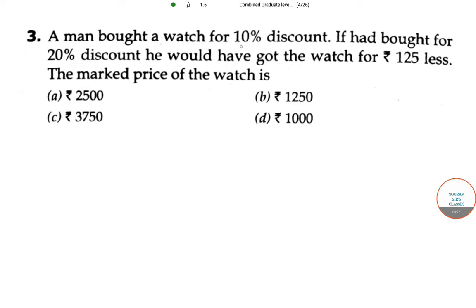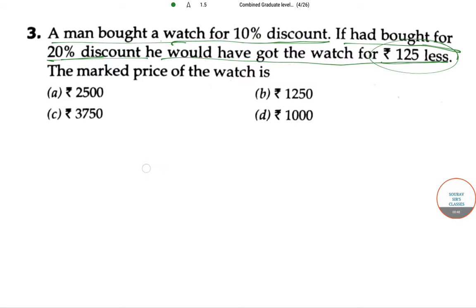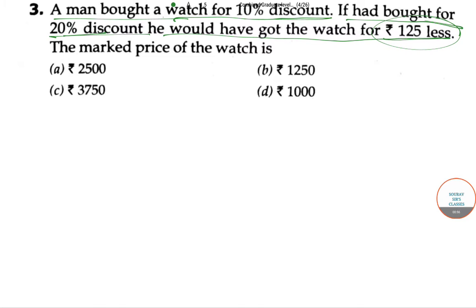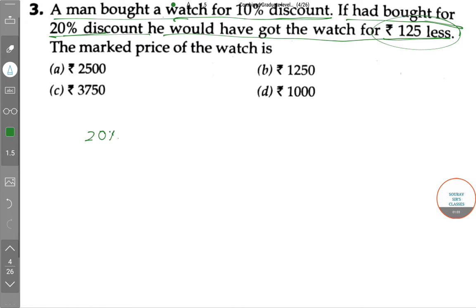Here the condition is that the watch was at a 10% discount. A man bought that. Now the condition is, if he had bought it at a 20% discount, he would have got the watch for 125 rupees less. So now we have to find out the real value, or the price, of the watch. Now what we have been given here is the 20% of that price.